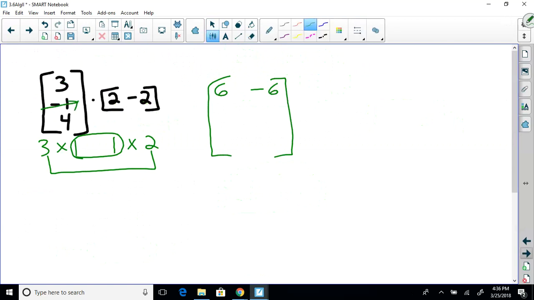Second row times first column. Second row times second column. And finally, third row times first column. Third row times second column. And sure enough, we end up with a 3 by 2.